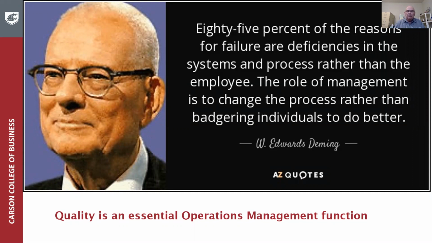So the key idea here is this quote from Deming: failures and defects are generally deficiencies of systems and process and management rather than human cause. The role of management in continuous improvement is to change the process rather than harassing people to do better. If people fail, it's management's fault. That's the essential idea.